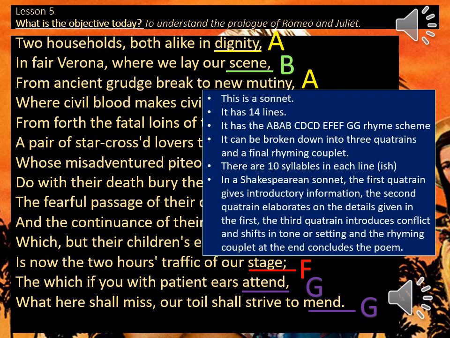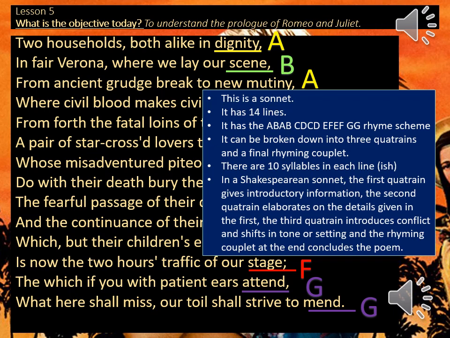With that regular rhyme pattern emerging, it feels quite poetic, and that's because it is. The prologue is actually a poem, it's a sonnet. It has 14 lines, and it has the rhyme scheme we just talked about: AB, AB, CD, CD, EF, EF, GG. Therefore, it can be broken down into three quatrains. A, B, A, B, that's one quatrain. C, D, C, D, those lines are one quatrain. E, F, E, F, those lines are a quatrain. And then G, G, that rhyming couplet at the end.